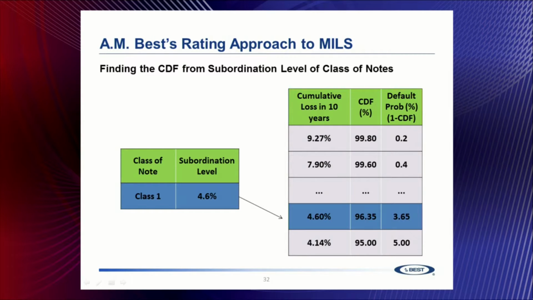For each loss number, there is a CDF corresponding to it, shown in the column next to the loss number. We can see that the CDF is also in descending order, just like the loss number. Default probability is in the last column, which is 1 minus CDF. In this example, you can see that the CDF corresponding to the class 1 note is 96.35%, and its default probability is 3.65%.